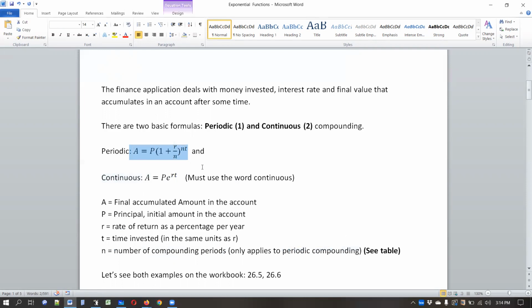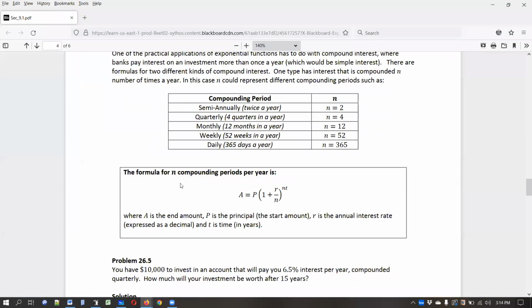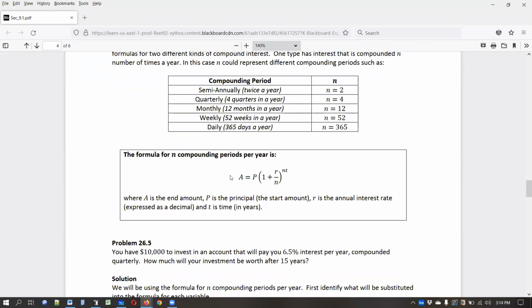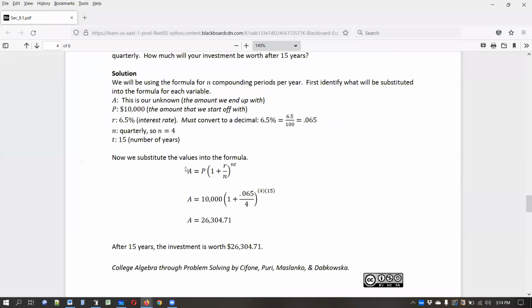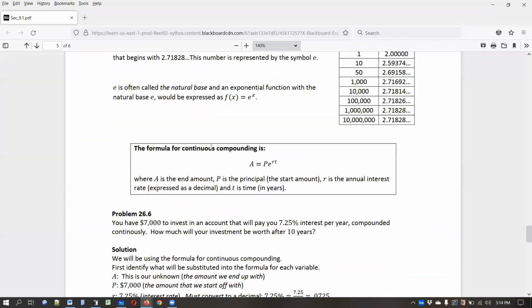N only appears in this formula here. Okay, so let's take a look at the example here in the workbook. So here is the first formula, which I call the periodic compounding. This is where N exists. And this is the other formula when you have continuous compounding. Now we'll discuss specifically what this means.